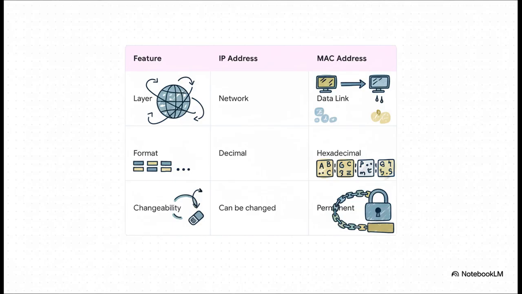You can see the IP address works at what we call the network layer. That's for network-to-network communication. It's in that decimal format we've all probably seen, and as we've said, it's changeable. But the MAC address works on a lower level, the data link layer, which is all about device-to-device talking on this same network. Its format is totally different. It's hexadecimal, which means it uses numbers 0 through 9 and letters A through F. And of course, it is permanent.